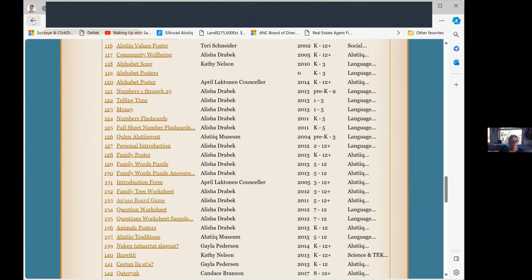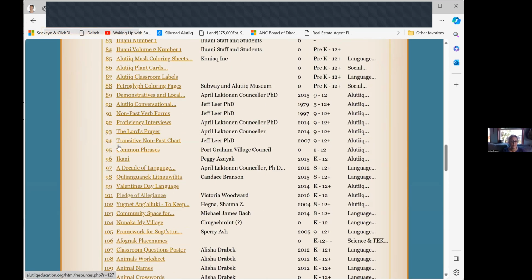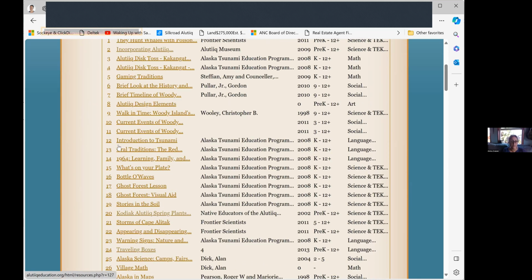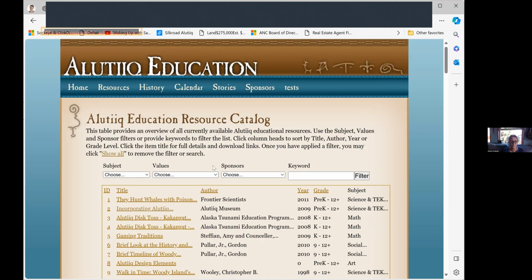So that's the gist of the catalog. And those people who have administrative access, this is where they can most often be loading things. A box will open up and it'll ask you all of these questions, with check boxes for the subject, the values and such.